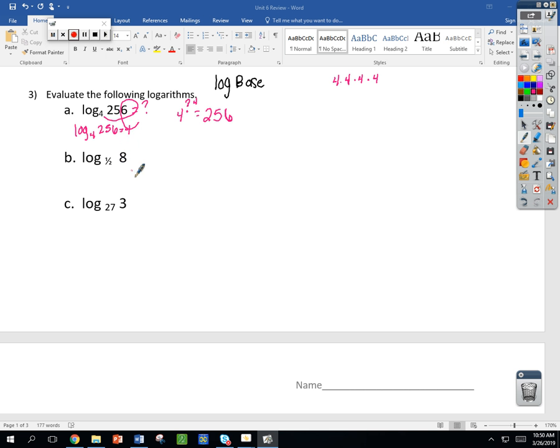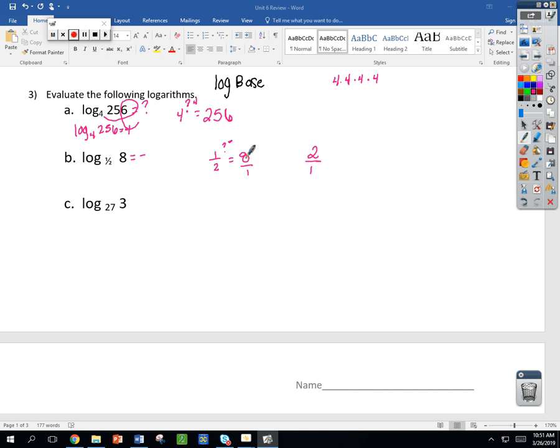So this one, I'm asking myself 1/2 to what power is equal to 8, if I did the rewrite. So it went from a fraction to a whole number, which means it's been flipped. So that means my answer is going to be negative. It's going to be 1/2 to some negative power because that flipped it. So if I flipped 1/2 over, that just gives me 2 over 1. So that's how I knew it was negative, because it flipped to a whole number.